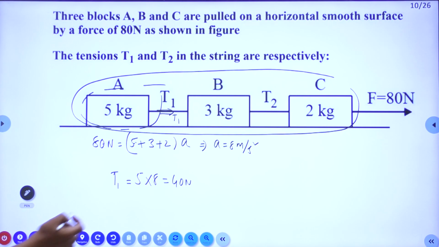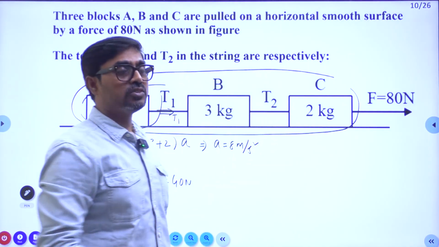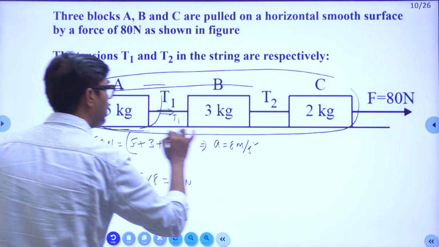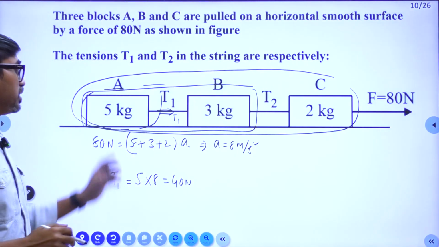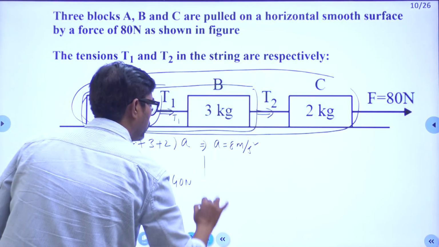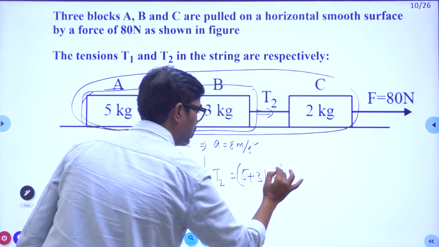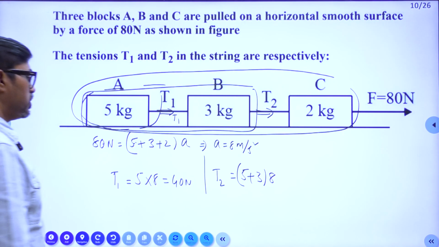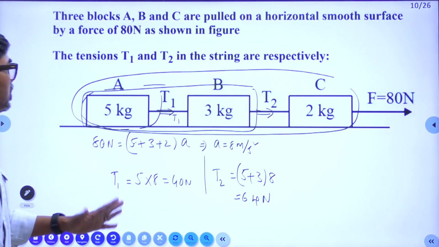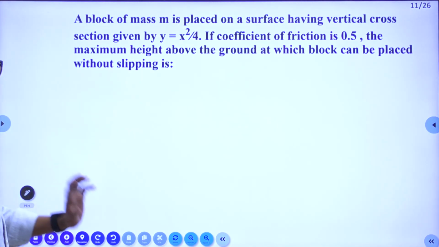For that, I can take only the 3 kg block's free body diagram and solve, or only the 2 kg block's, or otherwise, much better, take the 3 kg and 5 kg blocks together as one system, where T1 becomes an internal force and T2 is the only force pulling them together. So from there you will see that T2 equals 5 plus 3 into the same acceleration, 8 into 8, 64 Newton. Right? That is the answer: T1 equals 40 Newton, T2 equals 64 Newton. Very straightforward, simple problem. Right, let's move on.